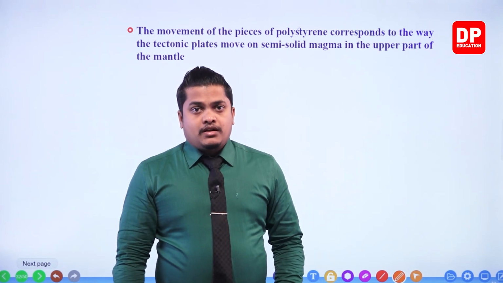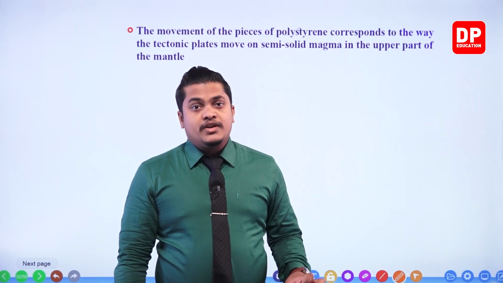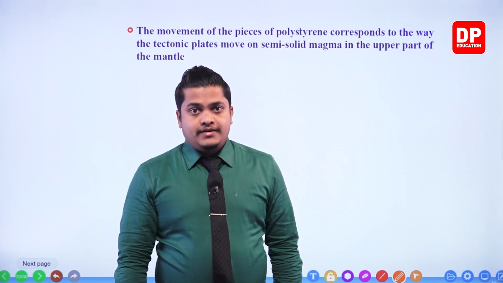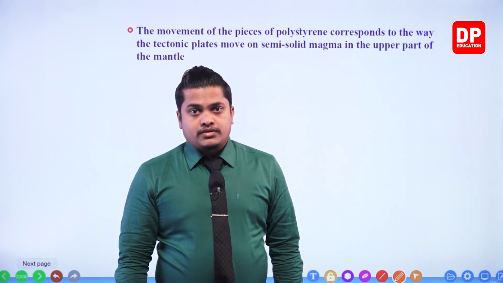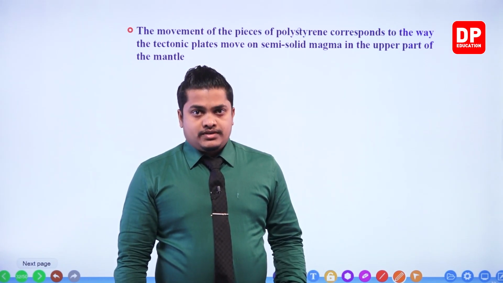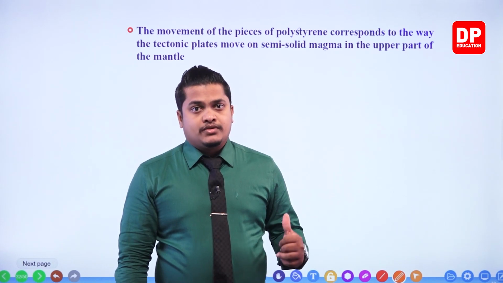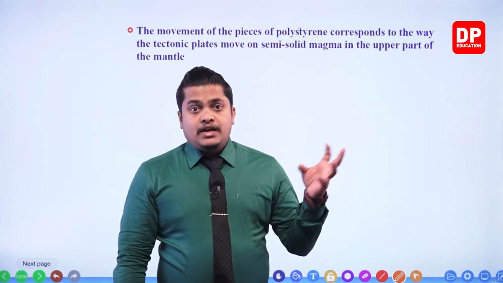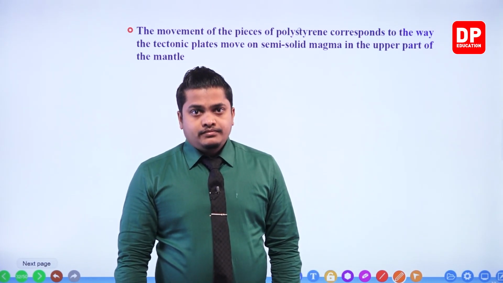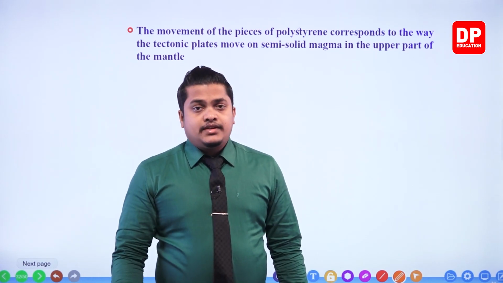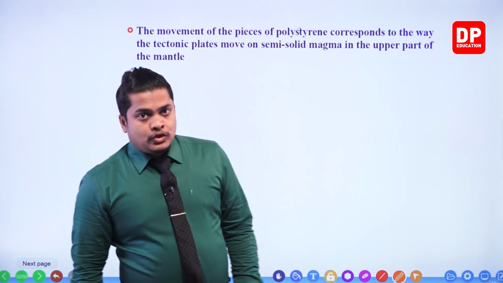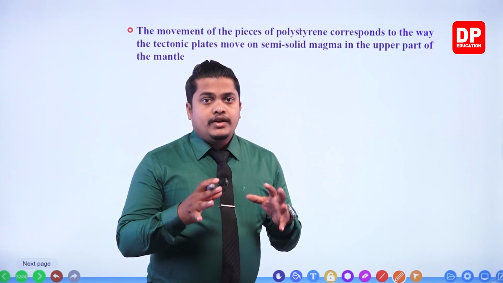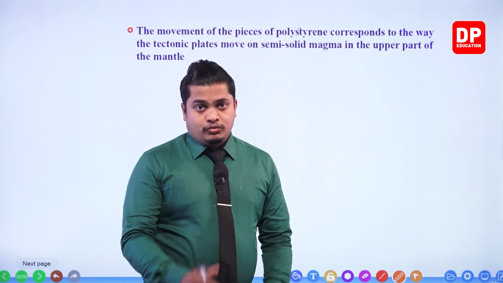So the upper part of the mantle contains a thing called magma. This is a semi-solid layer which is made by molten rocks. When this magma comes out to the surface because of volcanic eruptions or because of tectonic plate movements, then it is called lava, right? Within the planet Earth, it is referred to as magma. So with the movement of magma, the tectonic plates on it are also going to move.